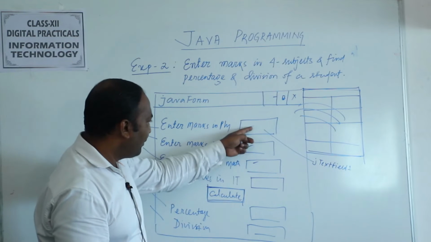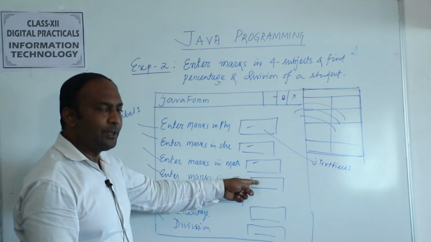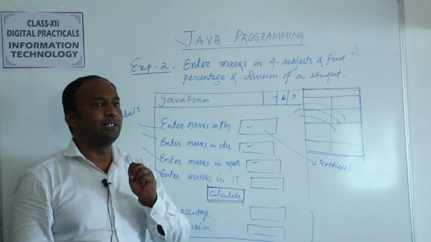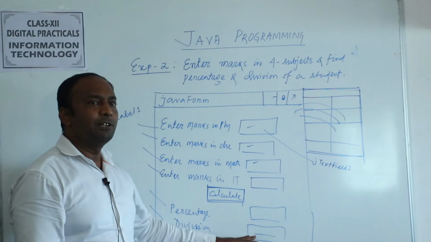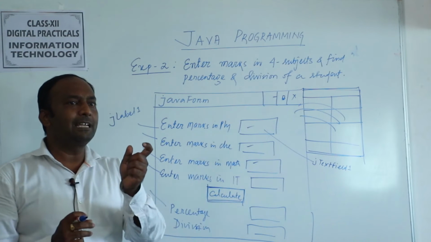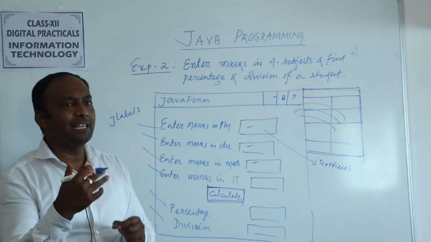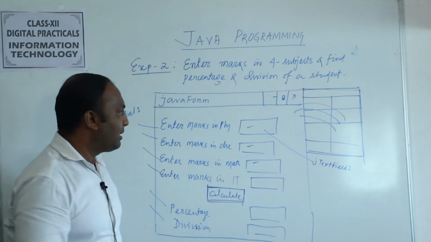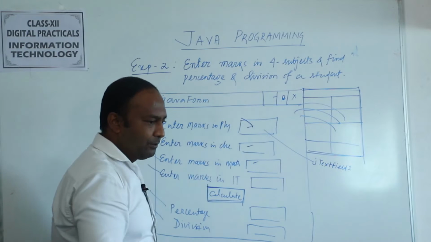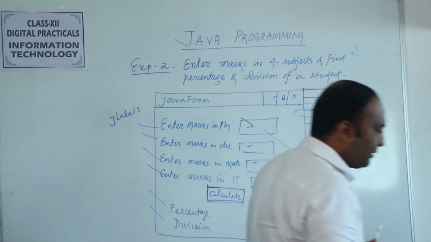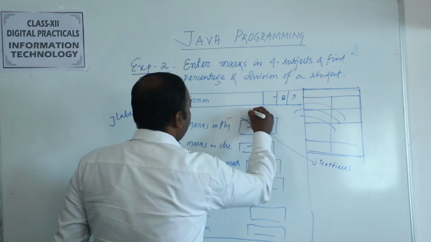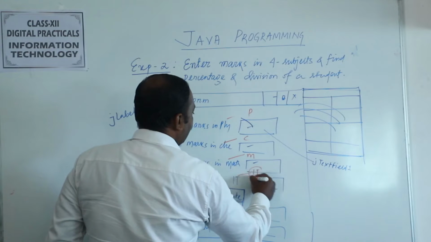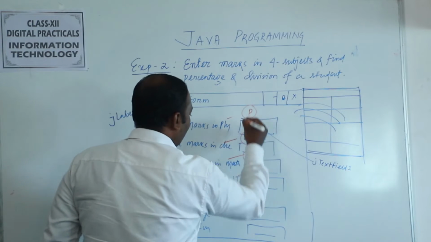We require 1, 2, 3, 4 variables to enter the data, 1 variable for percentage. Total 5 variables are there. We do not need any variable for division, because division is a combination of text or string: first, second, third, fail. So, no need to declare a variable for division. We have to declare a variable for physics like P, chemistry C, math M, IT. So, 1, 2, 3, 4 variables.